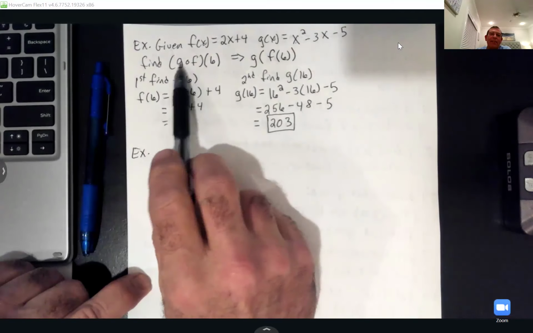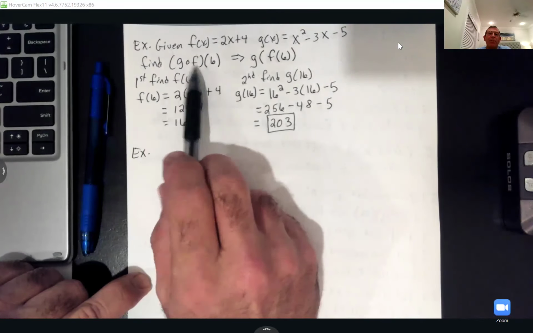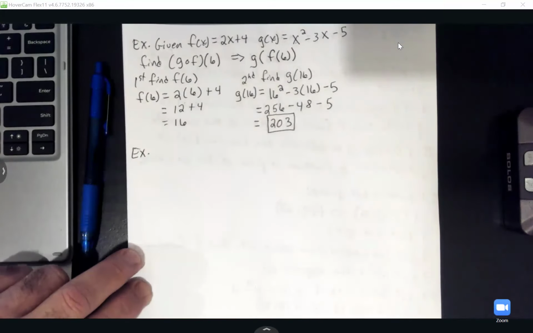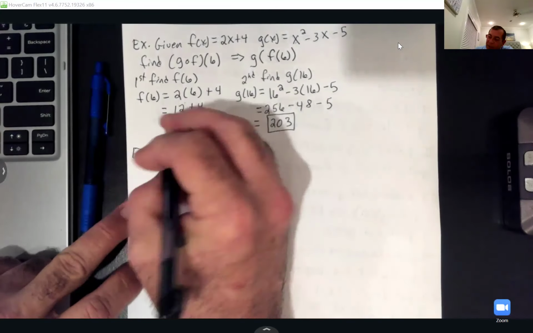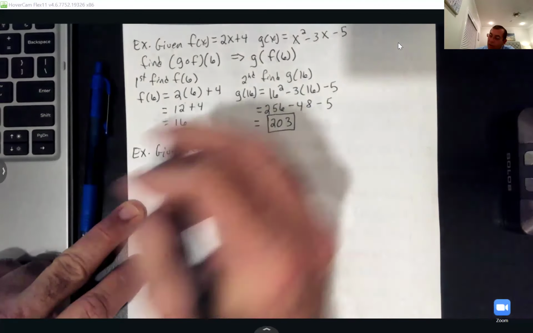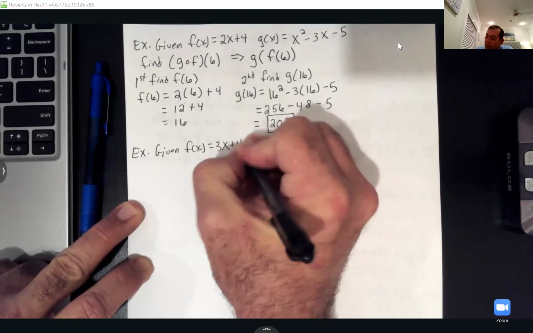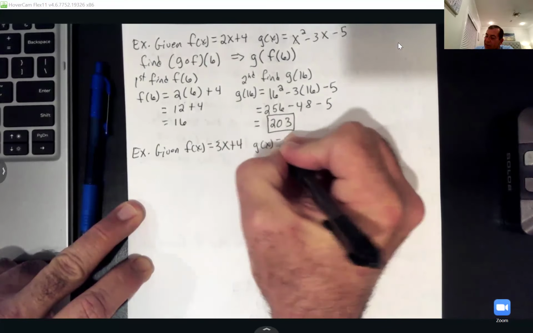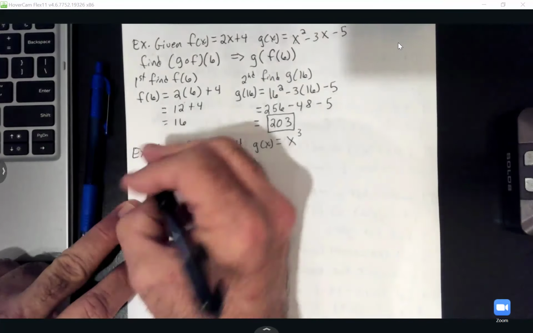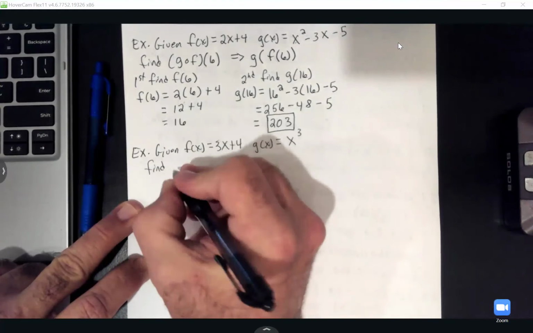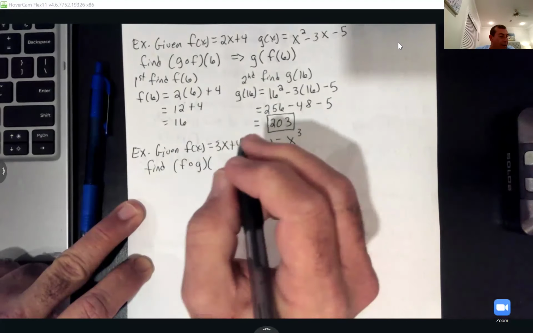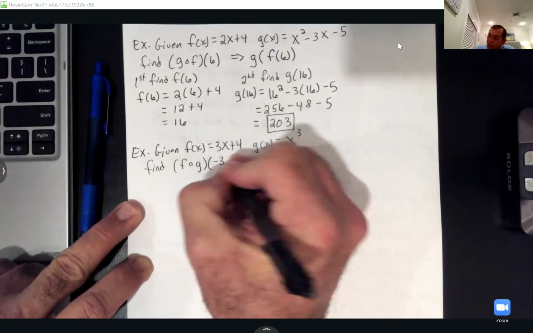Now, y'all, like I said, the main thing is keep up with the order they're going in. Is it F compose F? F compose G or G compose F? Okay. All right, so we got one more of these. So this one we're given F of x equals 3x plus 4. G of x is x to the 3rd. They want us to find F compose G of -3.